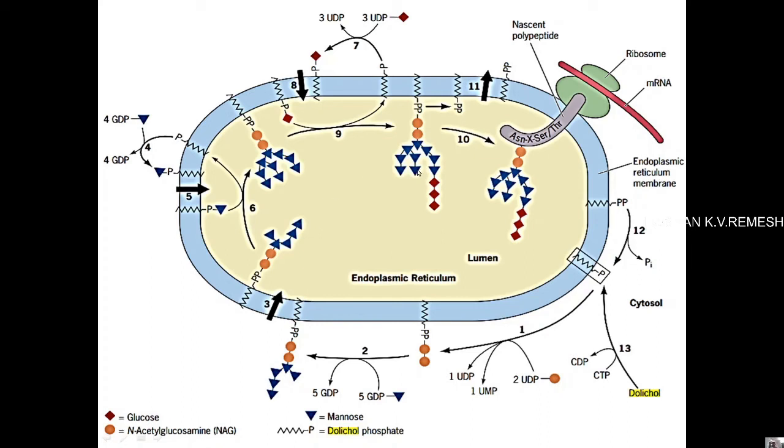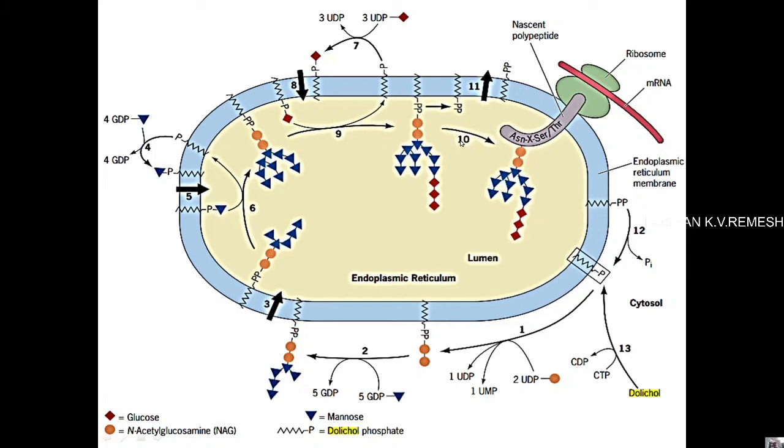And here inside the endoplasmic reticular lumen, another enzyme known as oligosaccharide transferase transfers these 14 sugar molecules into a nascent polypeptide, or to the luminal side of a lipid. Then it will become a glycolipid or a glycoprotein. So this is how the glycoproteins or glycolipids may be synthesized within the endoplasmic reticulum.